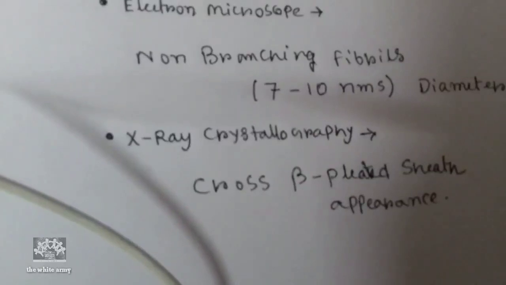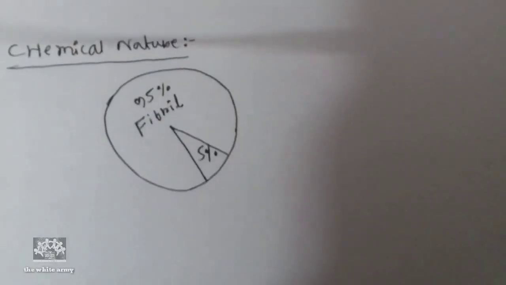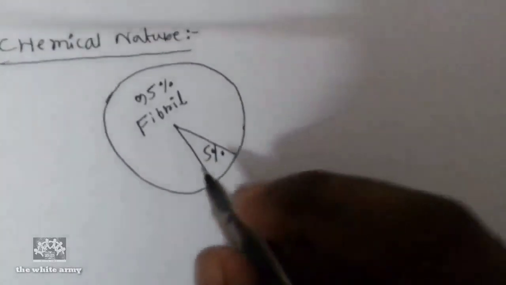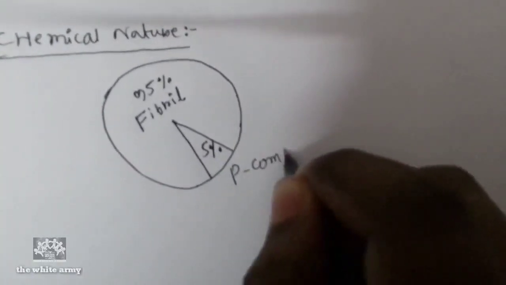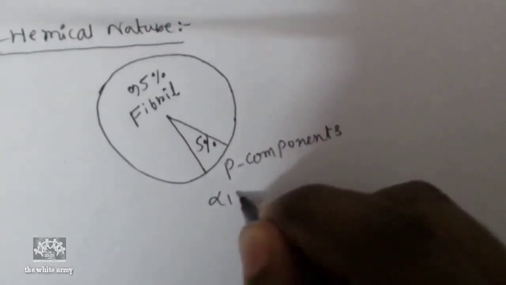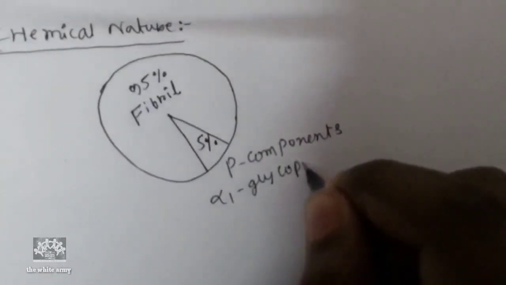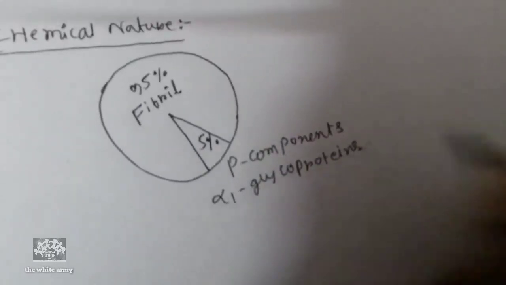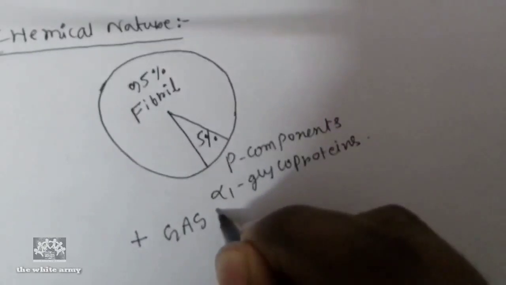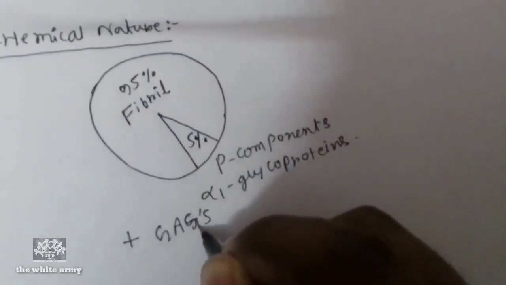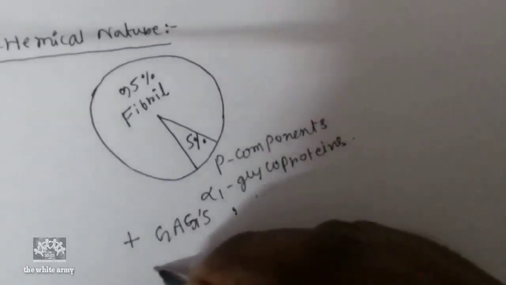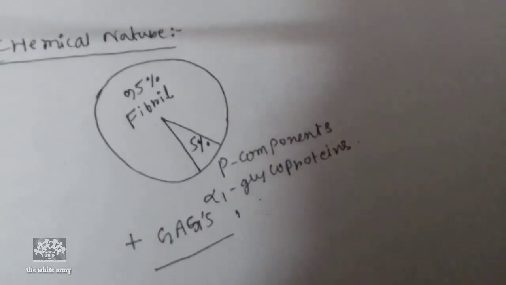These are the physical nature of amyloids. Chemically, they are 95% fibril protein and 5% P components. These P components are basically alpha 1 glycoproteins, and they also have some minor components: glycosaminoglycans or GAGs and proteoglycans. This is the chemical nature.